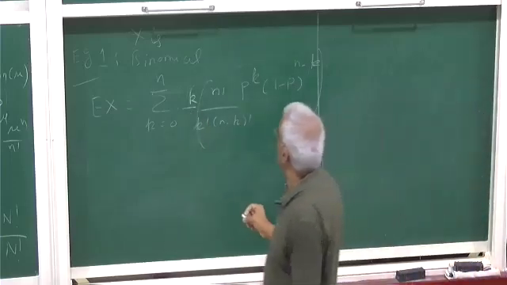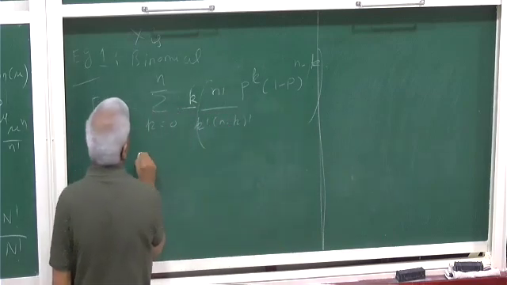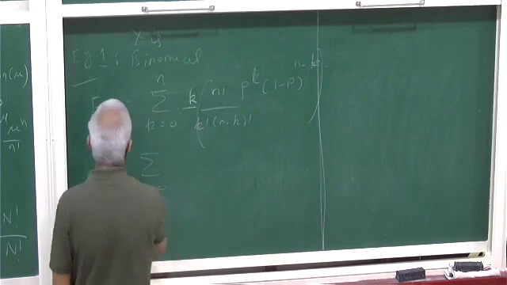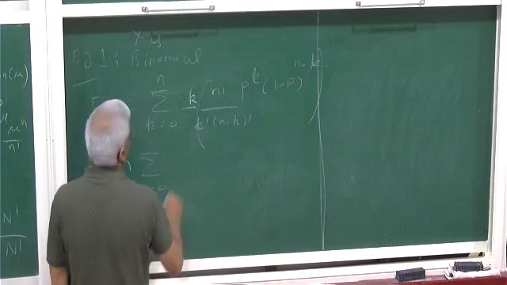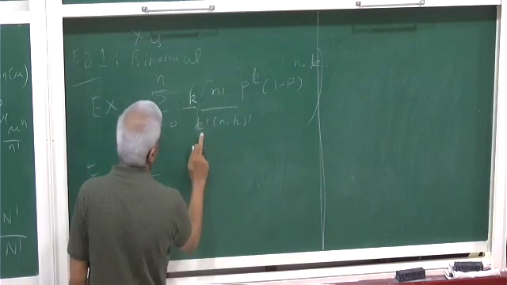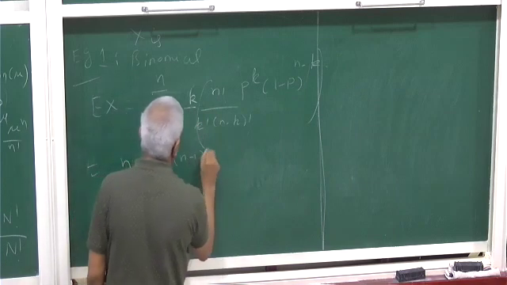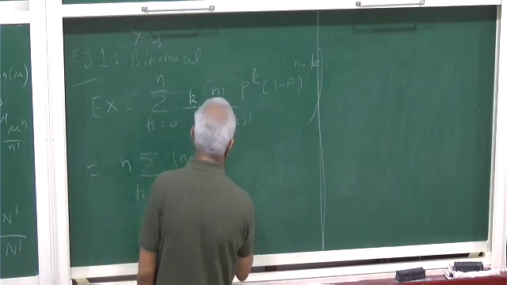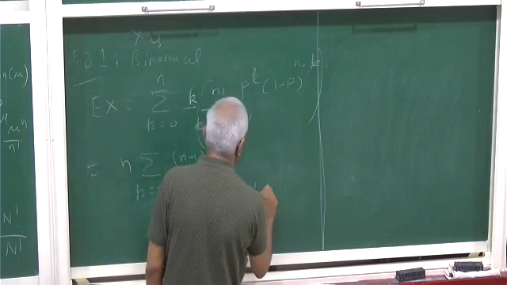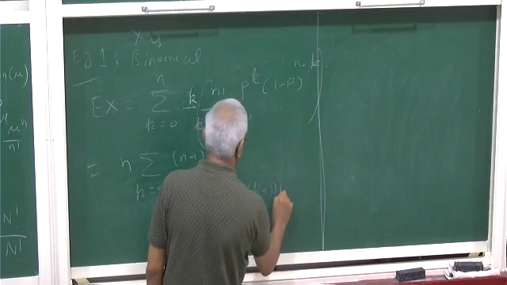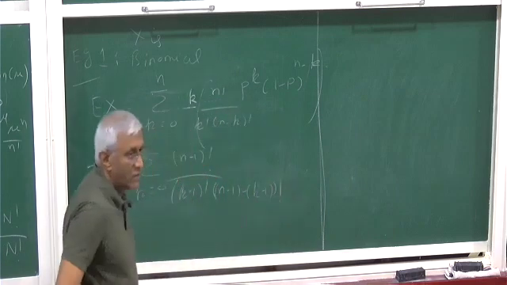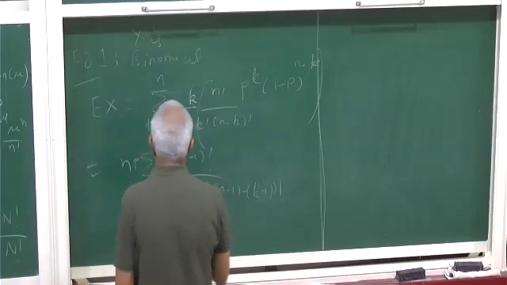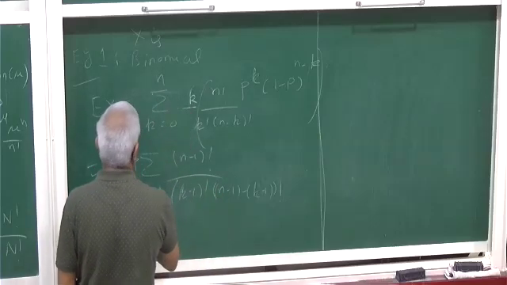Now this can be written as a summation over K. I take the n out, so I remove this. Then we have n minus 1 factorial by K minus 1 factorial times n minus K factorial. I'm just rewriting it in a different way. Times, I take a P out. Here the sum will be from 1 to n.